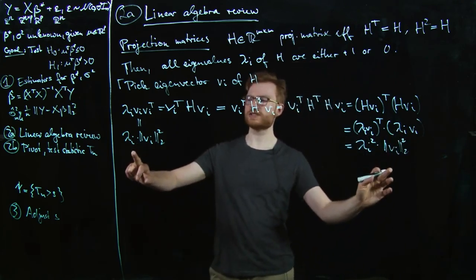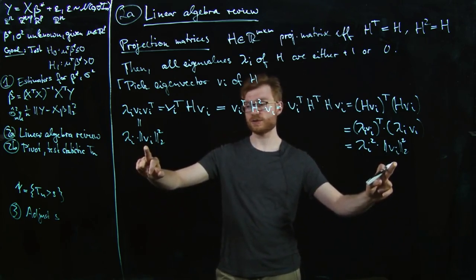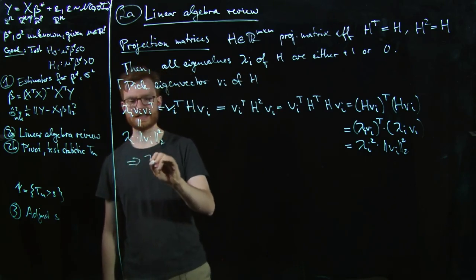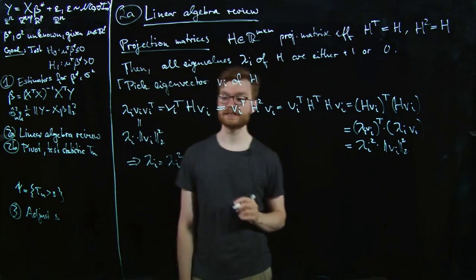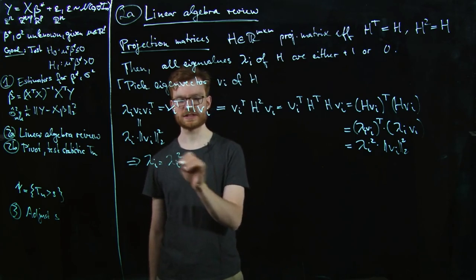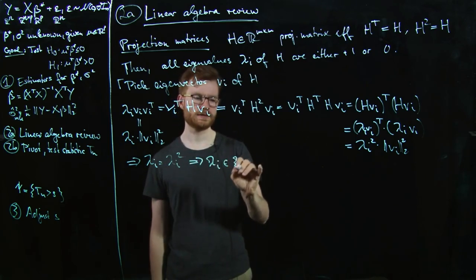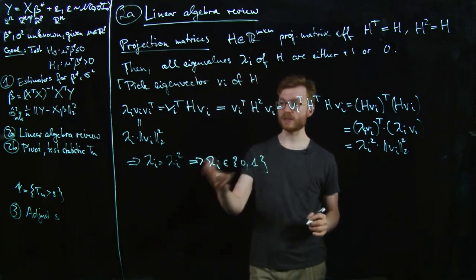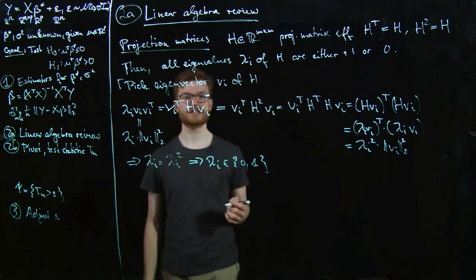And if we compare these two sides, we just said that the norm squared of v_i is not going to be equal to 0, so we can divide by that. In other words, lambda_i is equal to lambda_i squared. And lambda_i is a real number, so the only two real numbers that solve this equation are 0 and 1. Great. So we'll have to use this to actually simplify some of the matrices in our pivot in a minute.